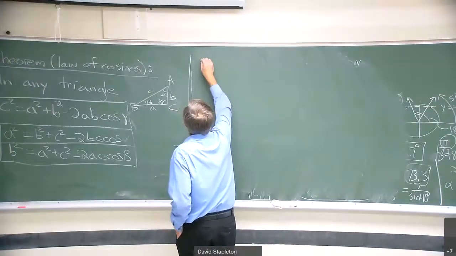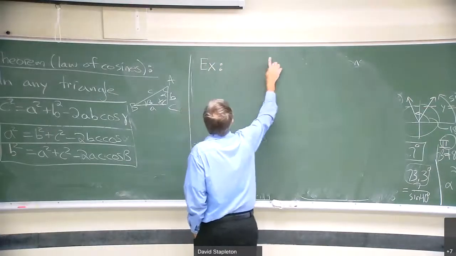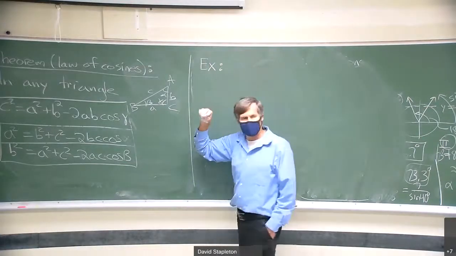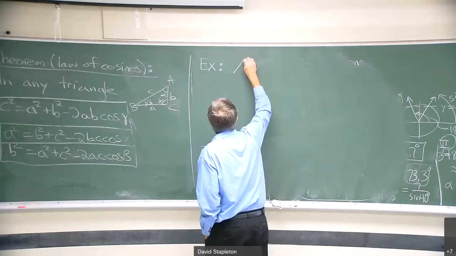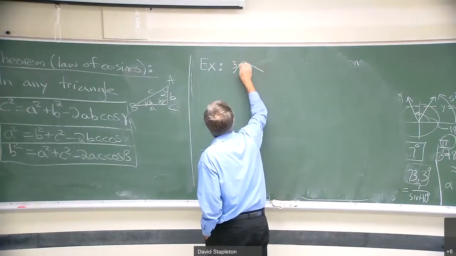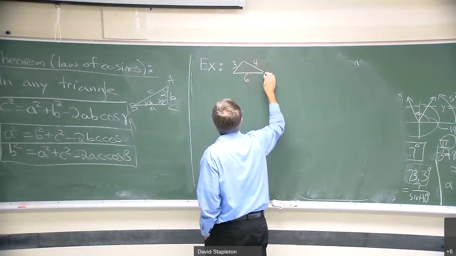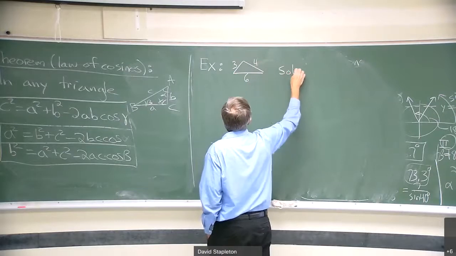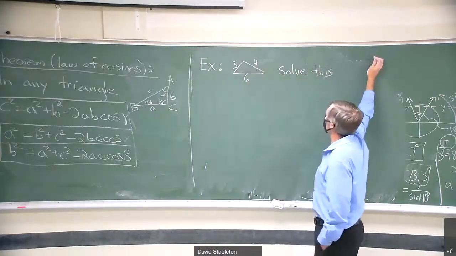Here's a fun example. You've seen a 3, 4, 5 right triangle, right? What if I gave you a 3, 4, 6 triangle? And I said, solve this. Try applying the law of sines. It doesn't work very well.